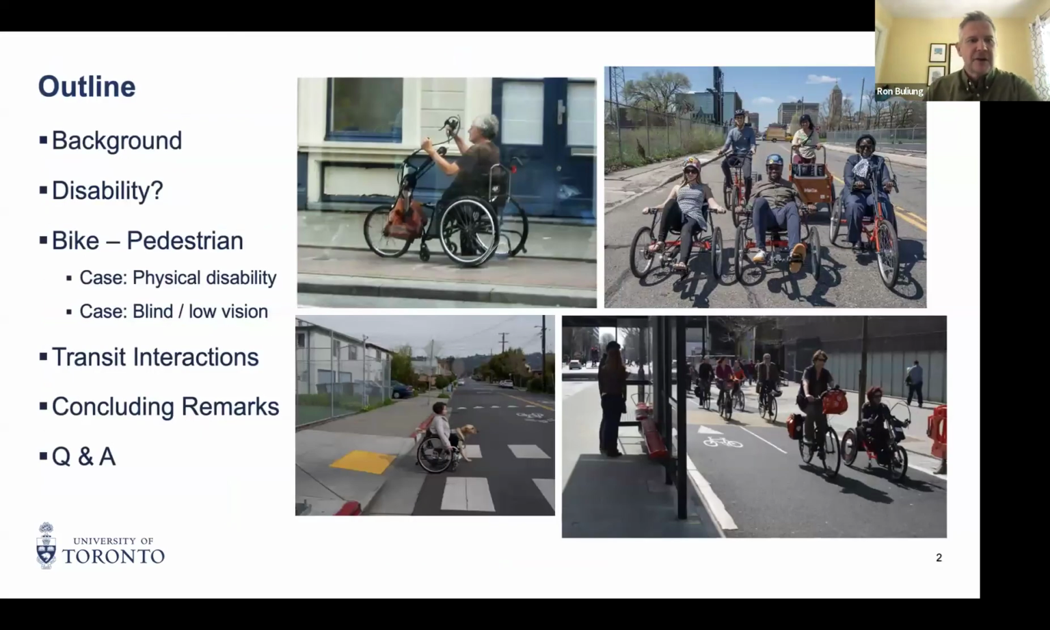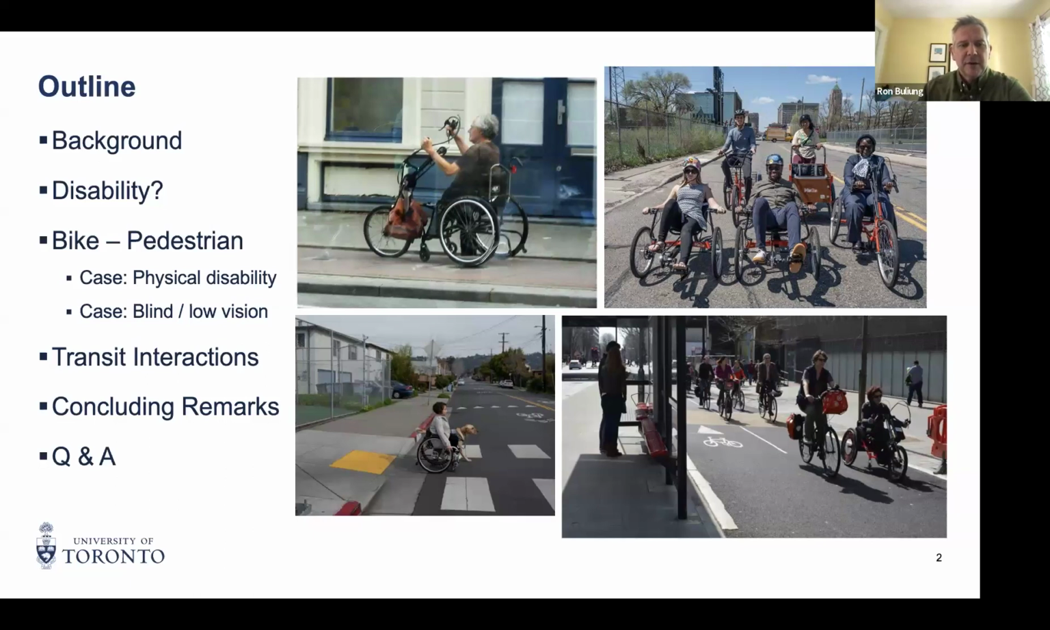So this is the outline for the talk today. I'm going to talk a little bit about disability, because I'm sure all of you have brought with you today your own ideas about what disability is, what it means to you, how it's defined, maybe what it means politically, and how maybe you've seen it represented in the media and elsewhere.